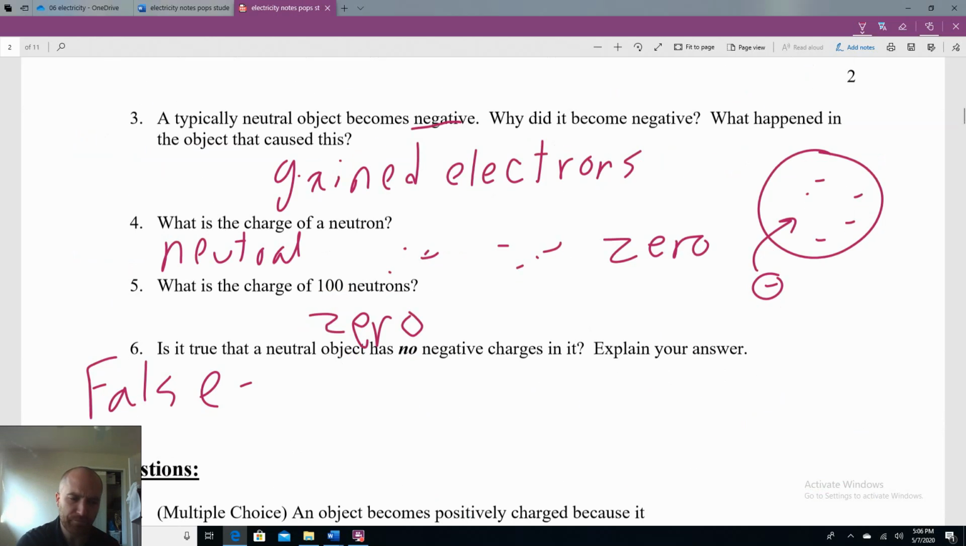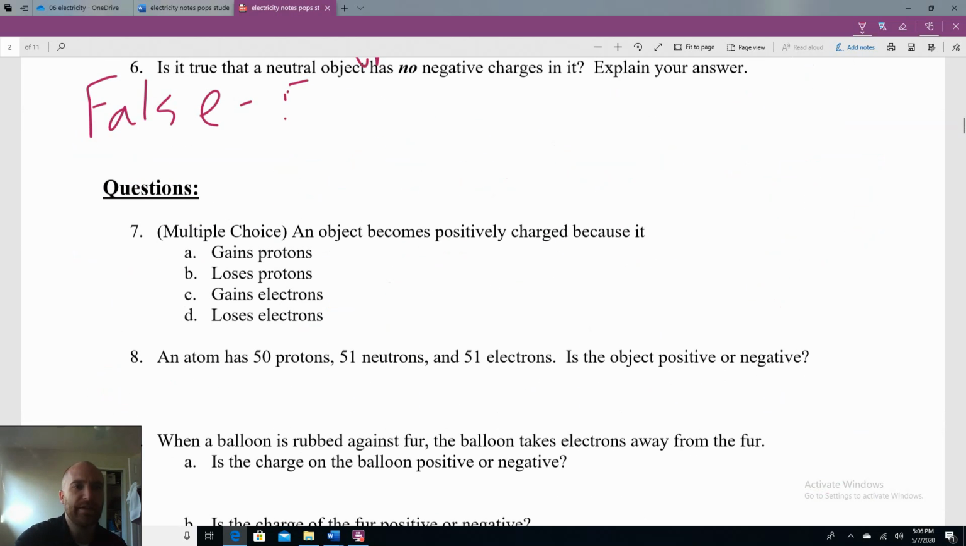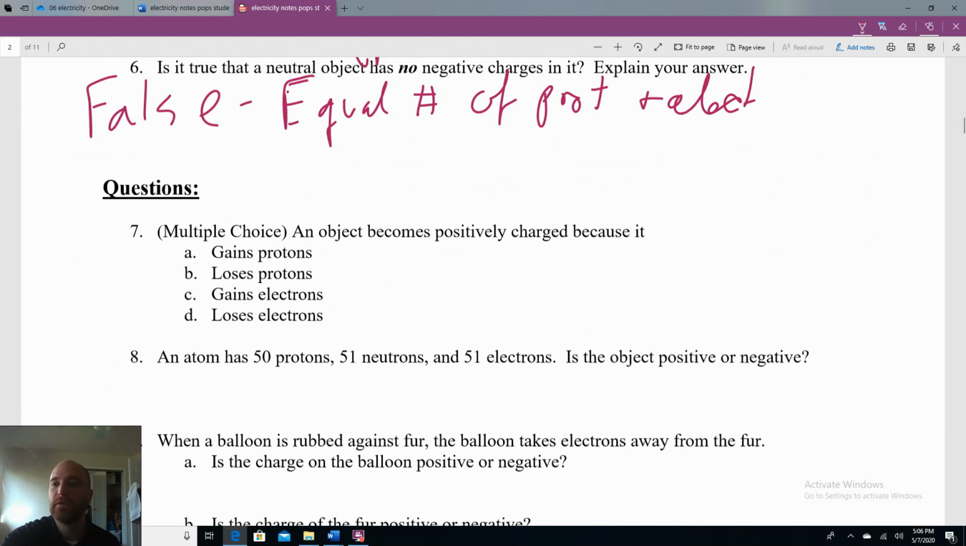What's the simplest way to say this? It has an equal number of protons and electrons. So it has an equal number of protons and electrons. Okay, so that was good to do together.